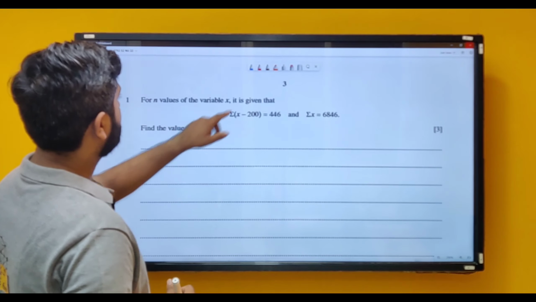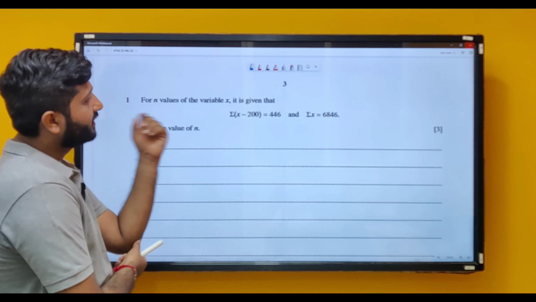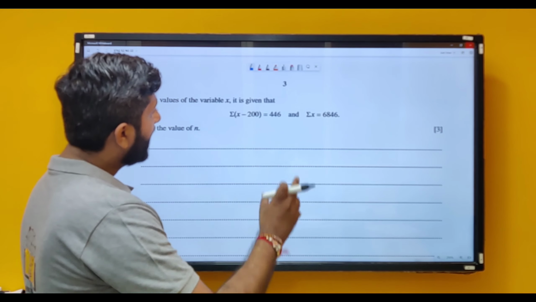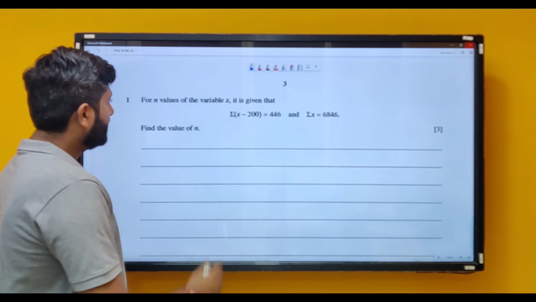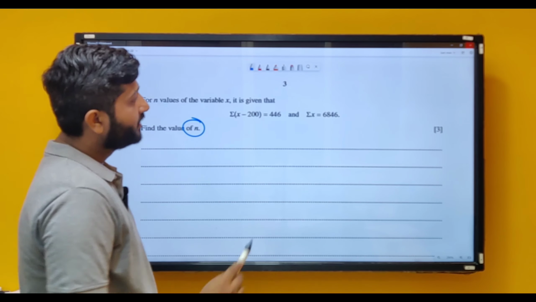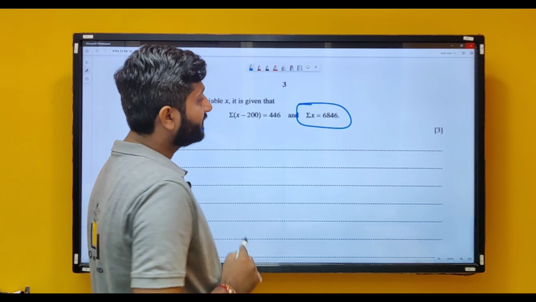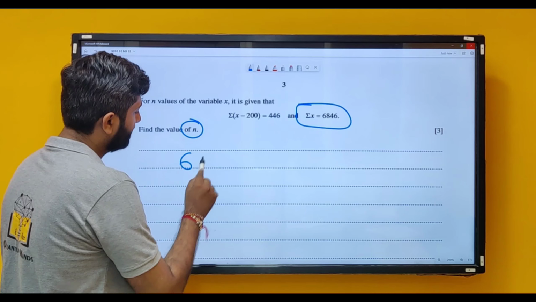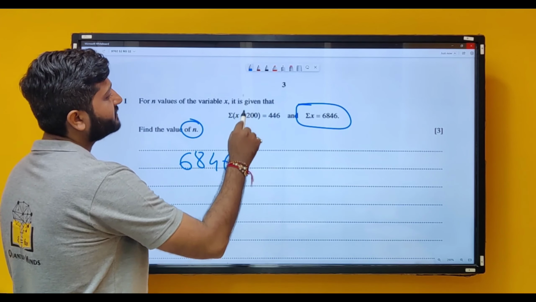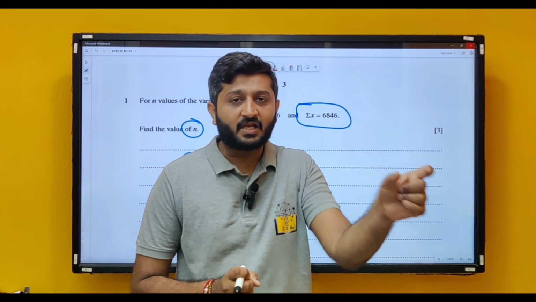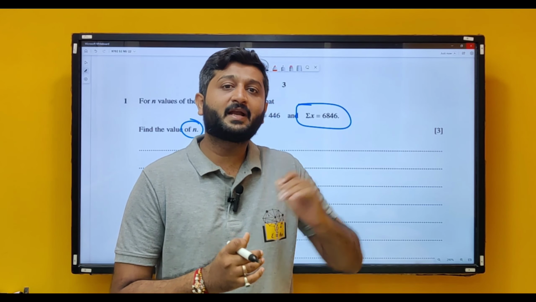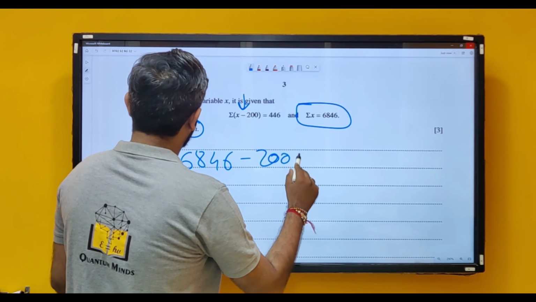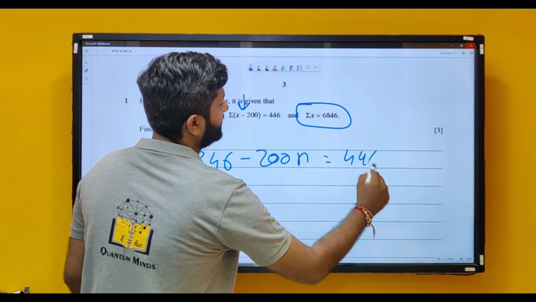Question number 1 says, for n values of the variable x, it is given that sigma (x minus 200) is 446 and sigma x is 6846. We are supposed to find the value of n. We already know that sigma x is 6846, meaning the summation of all the values is 6846. Now sigma (x minus 200) means that from every value you have subtracted 200. How many times have you done that? You have done that n times, so minus 200n should give me 446.